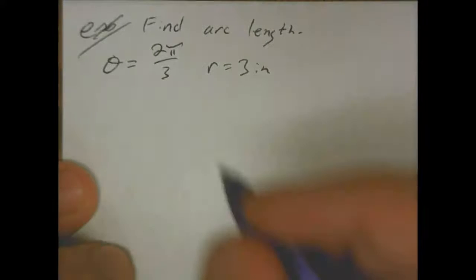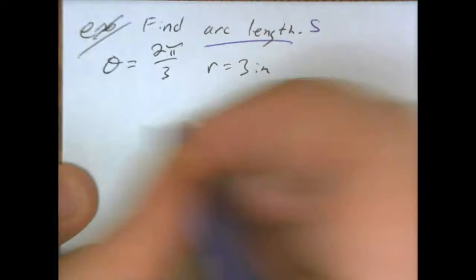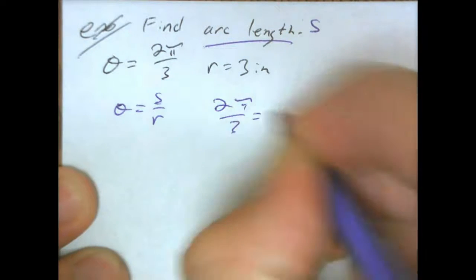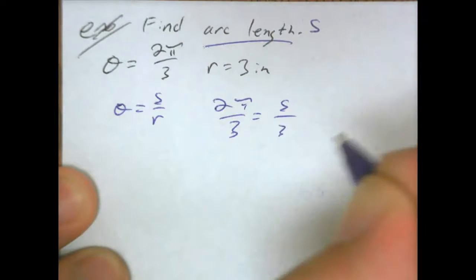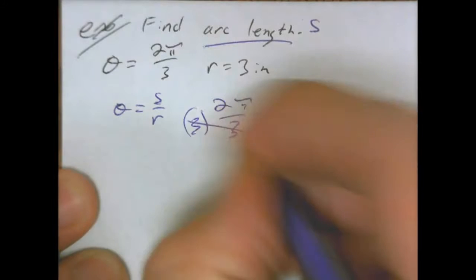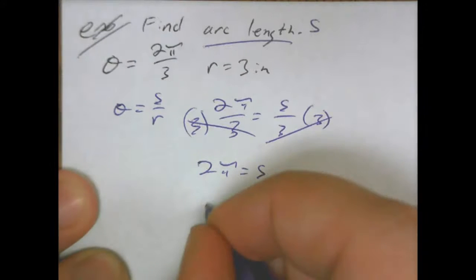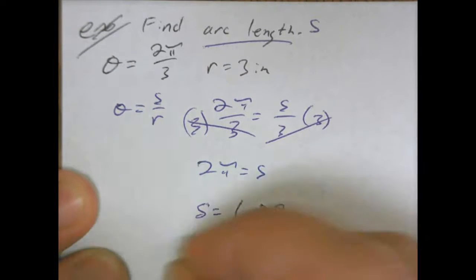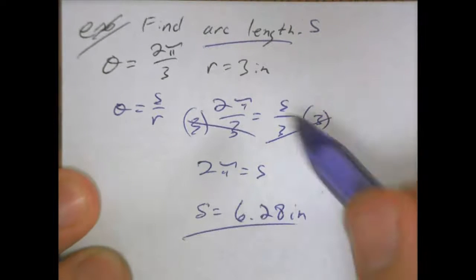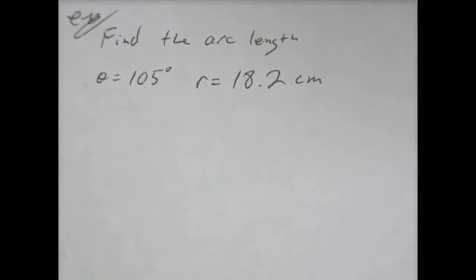All right, so say we have an example like this. I have theta, I have r, and I'm trying to look for the arc length, which I know is s. So if I know theta equals s over r, then I have 2 pi over 3 equals s over 3. If I multiply by 3 on both sides to solve for s, then I have 2 pi equals s, so my arc length is 2 pi. If you want to, you can also say that this is 6.28, whatever you want. Make sure that you say inches, because my radius is given in inches, so your arc length needs to be given in inches.